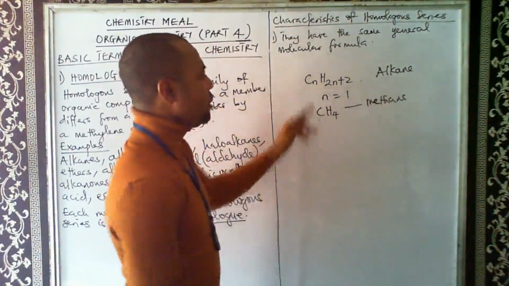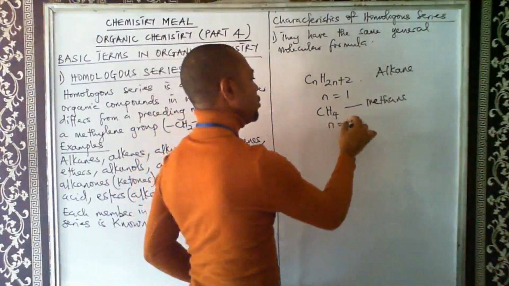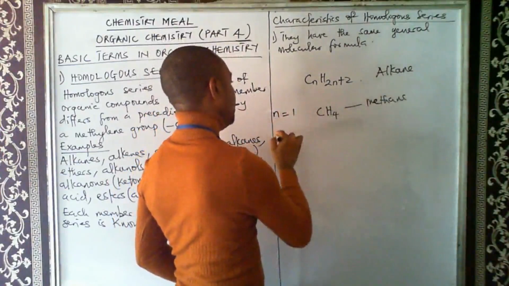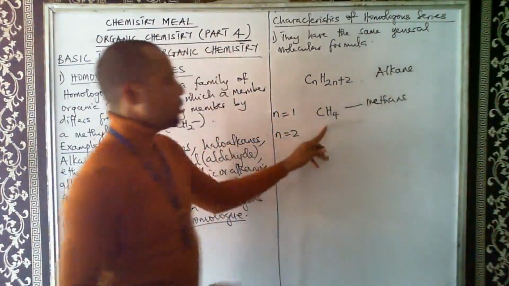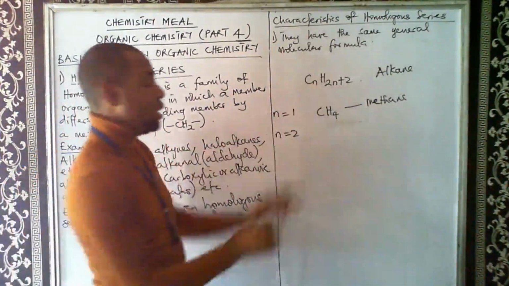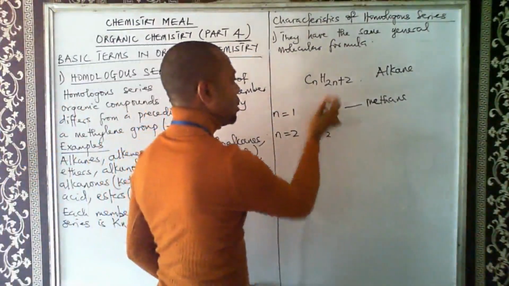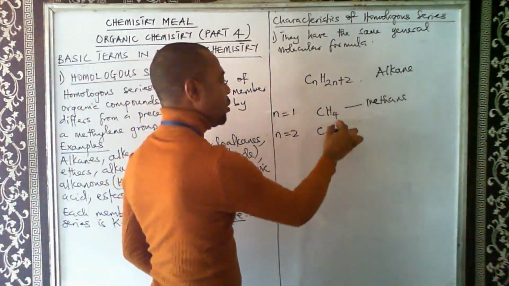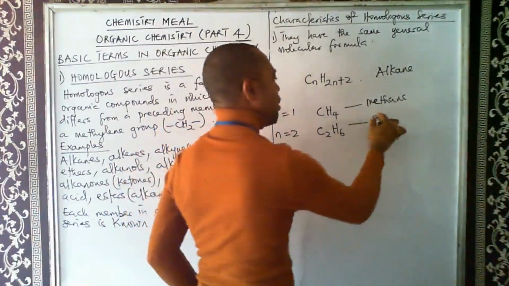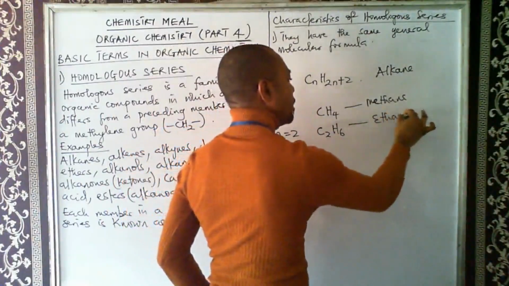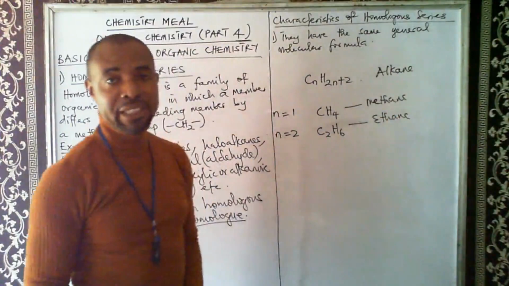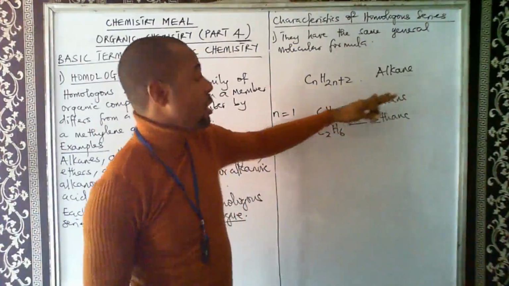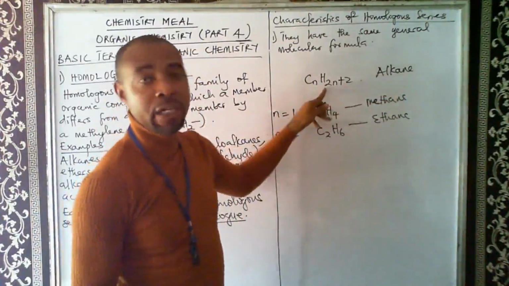So if n is 2, let's put that here, n is equal to 1. If n is equal to 2, what are we going to have? If you put 2 here, we're going to have C2. Then put 2 here, 2 times 2 is 4. 4 plus 2 will give me what? 6. That's how we obtain the next member, which is what? Ethane.